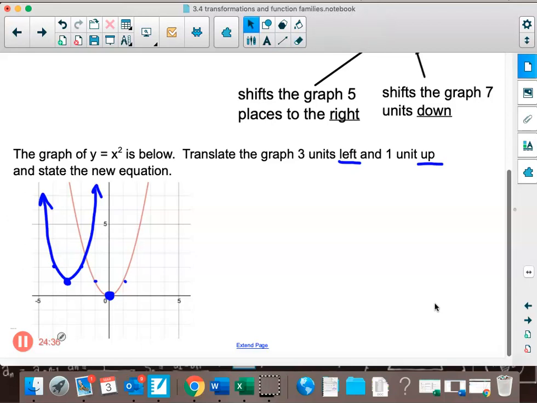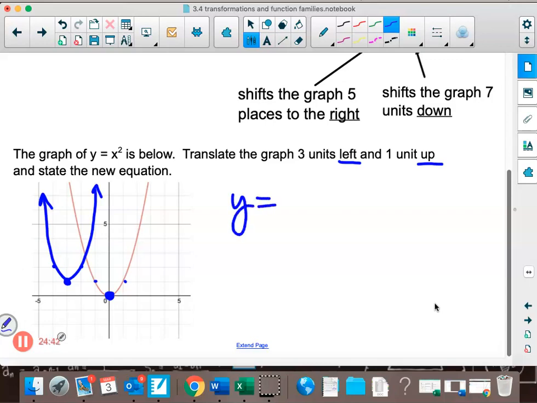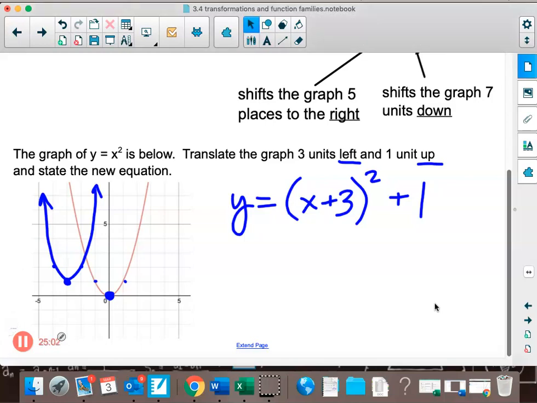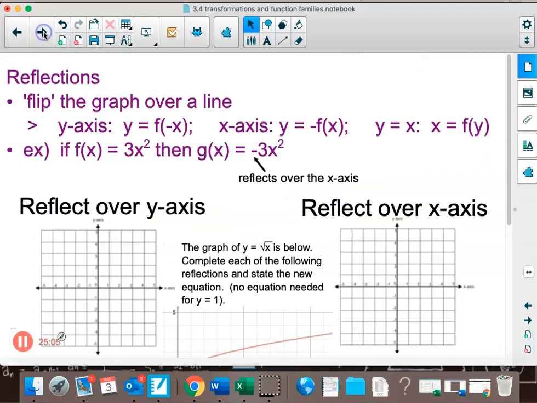Okay. So if the red graph is y equals x squared, and I want to go 3 units left, what would go in these parentheses? X plus 3. And then I went 1 unit up. What would go out here? Plus 1. All right. That's called a translation.